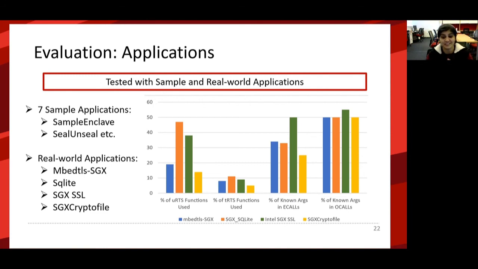The margin is even greater when we talk about the next group, which is the percentage of TRTS, or the trusted runtime functions, which are used, where none of the applications that we tested used more than 12% of the available trusted functions. So we have this huge number of functions which are not going to be used by the applications, which can directly be removed. For the next 2 groups, we show the percentage of functions that can be statically found in eCalls and in OCalls. We see that around 40% of the arguments can be statically identified for each of the applications. This argument level specialization also reduces the attack surface available.